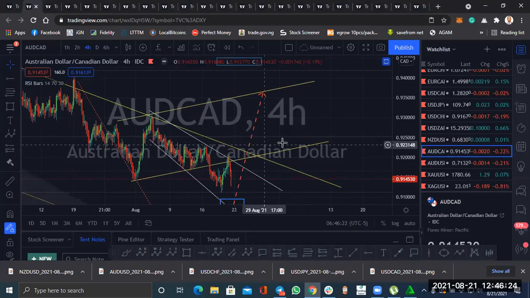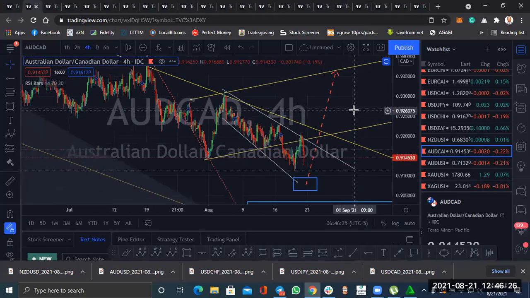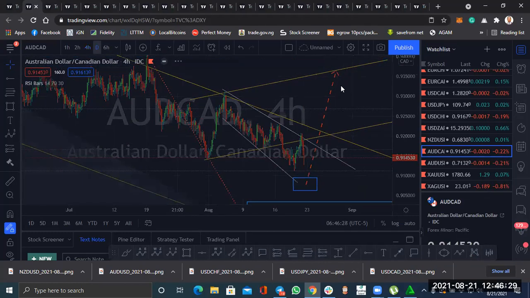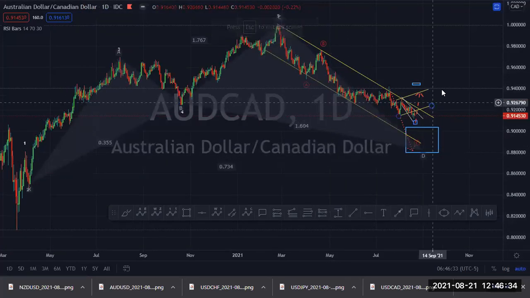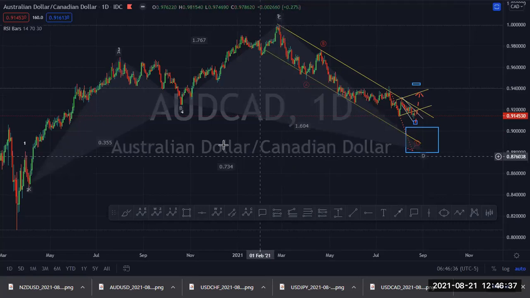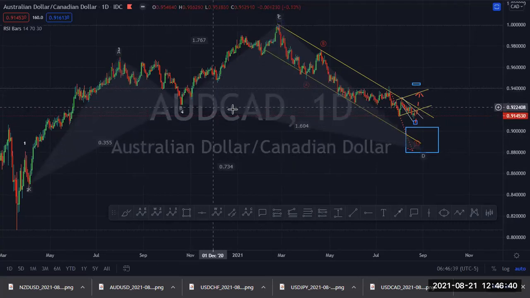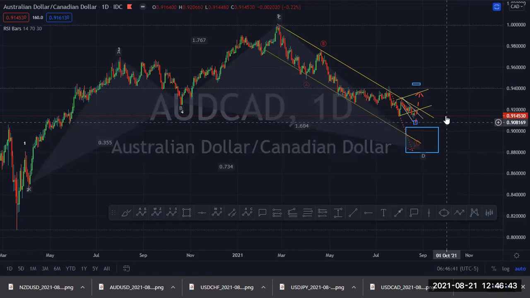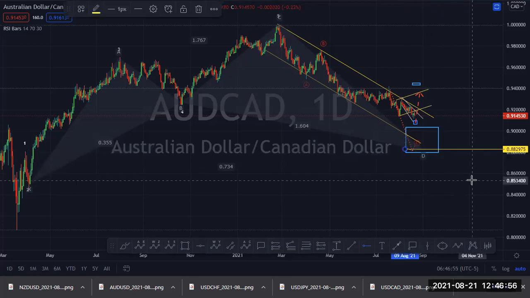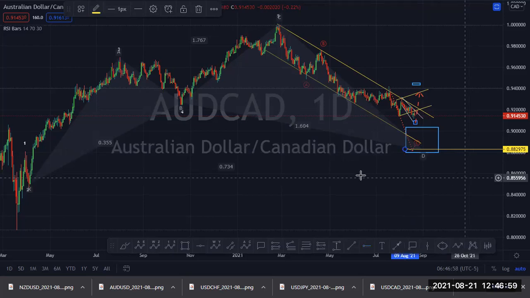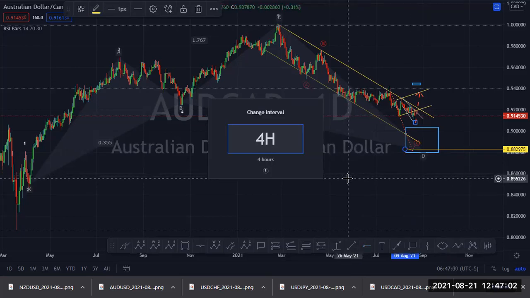AUD CAD. I didn't prepare this chart, so that's why you may not see any labeling on it. But let me just touch it a little. On this pair, this is a harmonic pattern and it will likely play out. If it plays out, expect this pair to come back and drop at the 88.2 level. So let me check 4 hours.